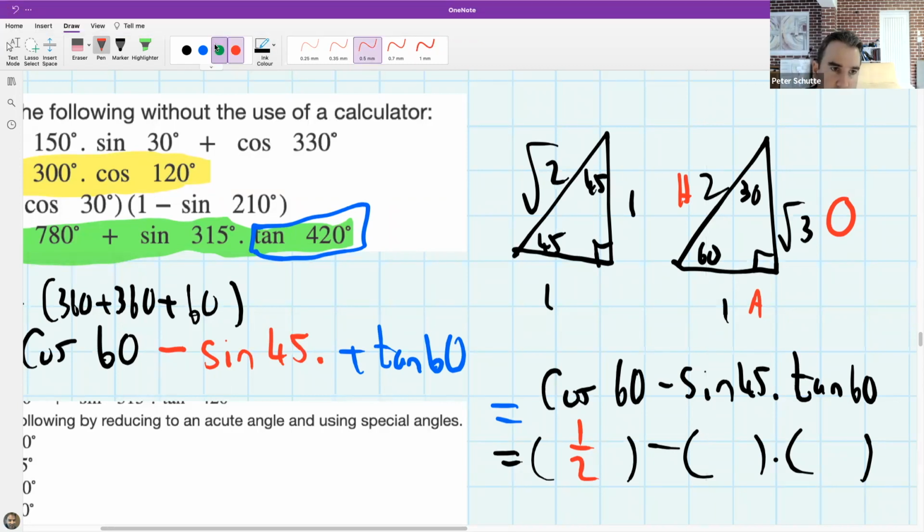So I need to make sure I go to the right triangle. So that's going to be O, H, and A. So it feels like 1 over root 2.